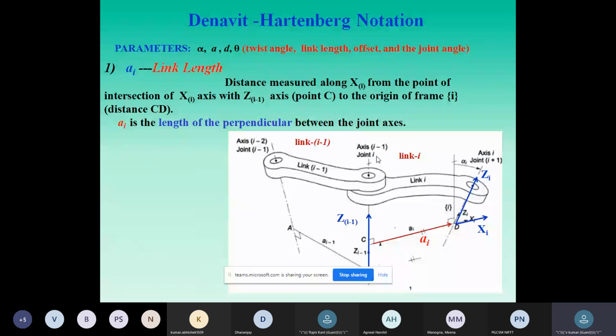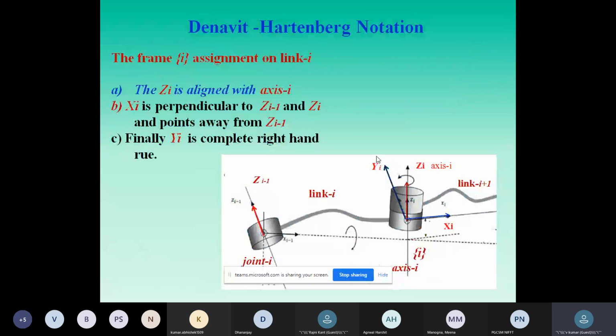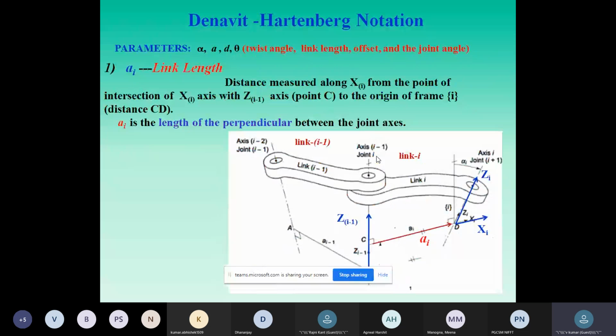I have already told you we have attached the frame. Now we define the link parameters. I have already told you Denavit-Hartenberg has 4 parameters: alpha, a, d, theta. Alpha is the link twist, a is the link length, d is the offset, and theta is the joint angle. How do we define these parameters?